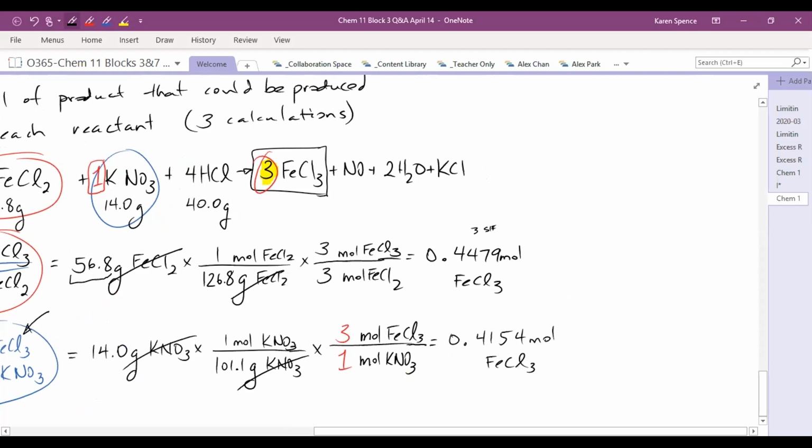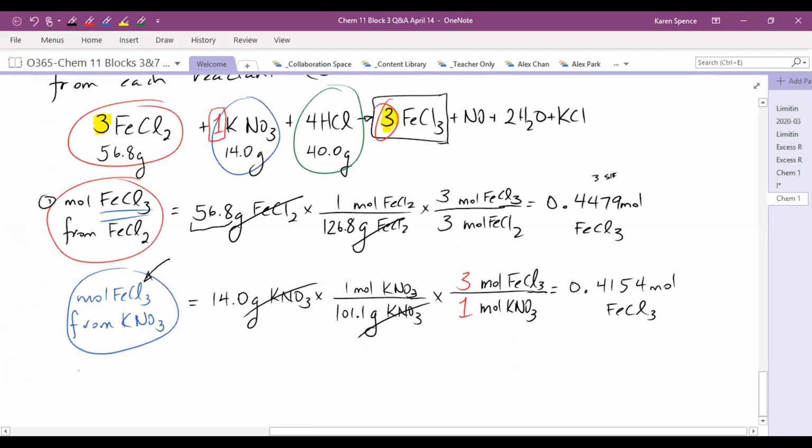Okay, and I'm really regretting having chosen this example because we have to do another calculation because we have 3 reactants. Oh boy. Okay, and reactant number 3 is our HCl. So we want to calculate the moles of product, FeCl3, from our third reactant, HCl. We have 40 grams of HCl to start. 40.0 grams HCl.